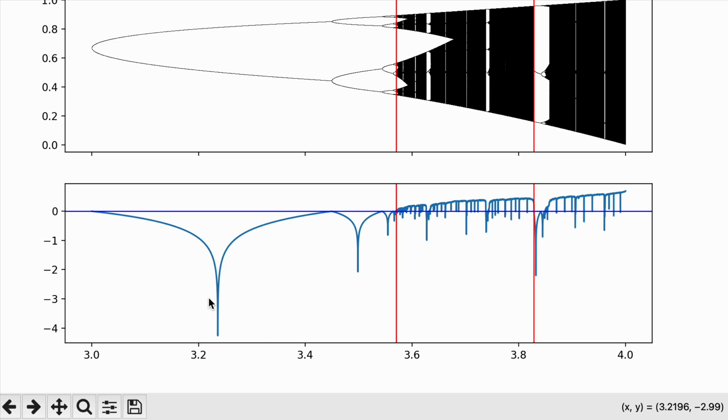Now the interesting point is, first this negative point, then there is a period doubling bifurcation, and when the period doubling bifurcation occurs, you see one signature: the lambda becomes 0. So that means whenever the bifurcation occurs, the Lyapunov exponent will become 0.